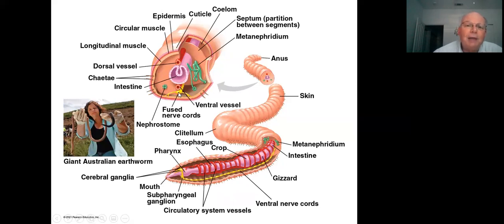Then within each segment, there are branches of nerve cords that organize the contractions of the muscles coming off the ventral nerve cord, again, a ventral nerve cord running down the body of the animal. And each segment has a pair of nerves that come out to drive the muscles of the segment. Each segment has a nephrostome, which is a secretory organ, I guess, for waste disposal, and a metanephridium, also for waste disposal.